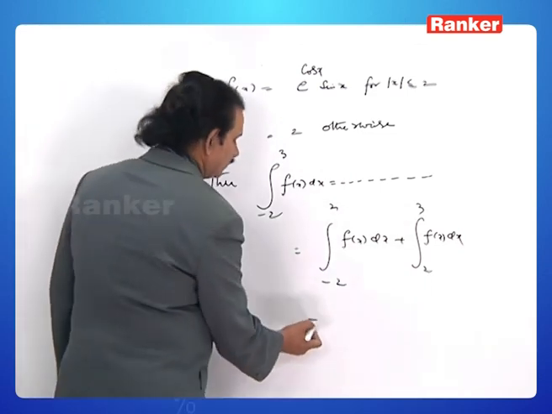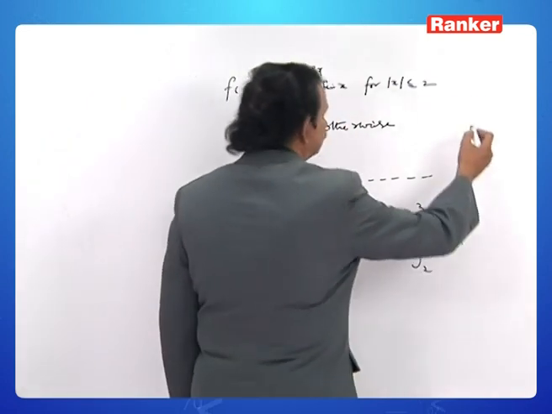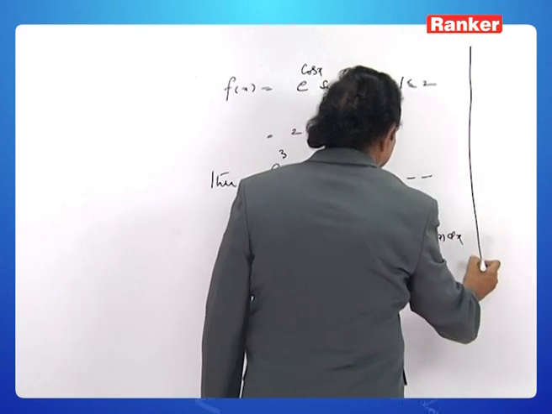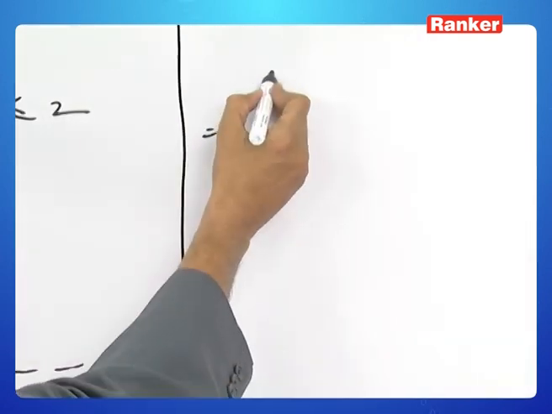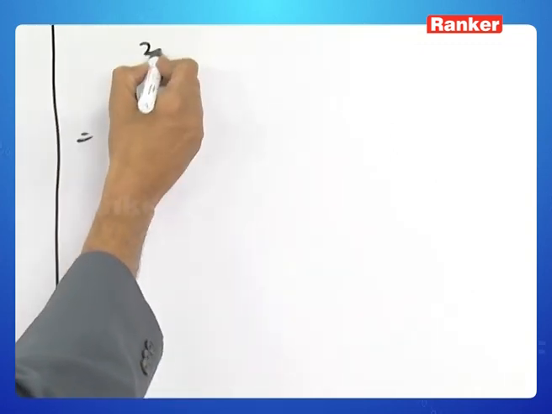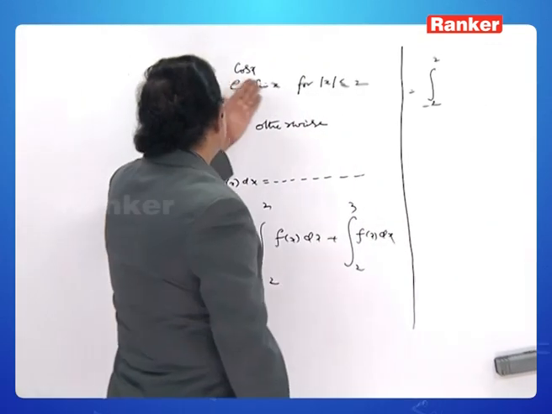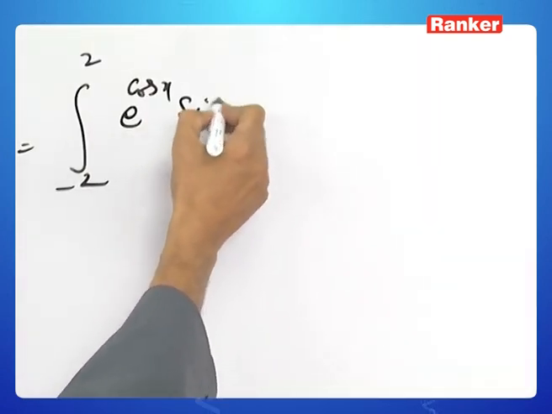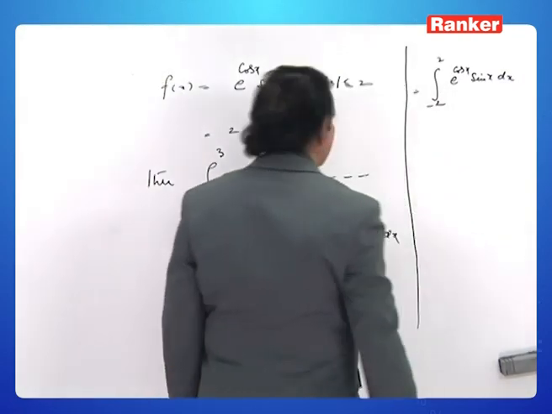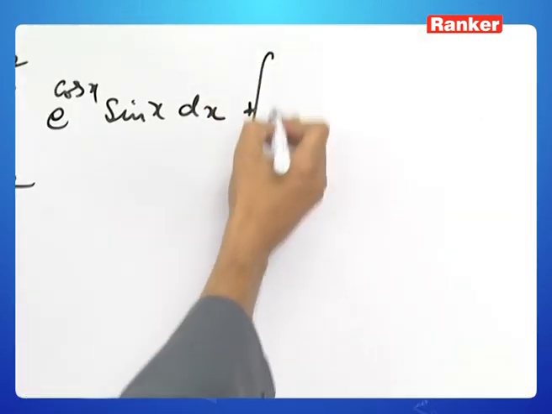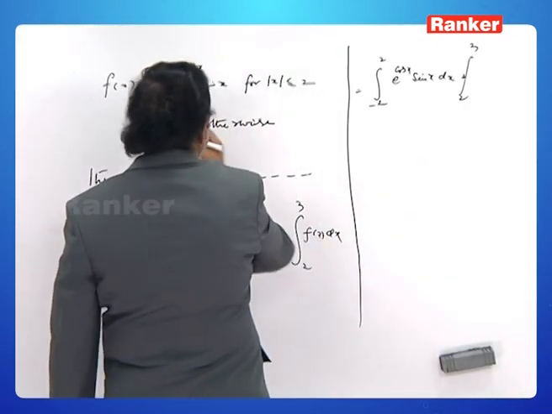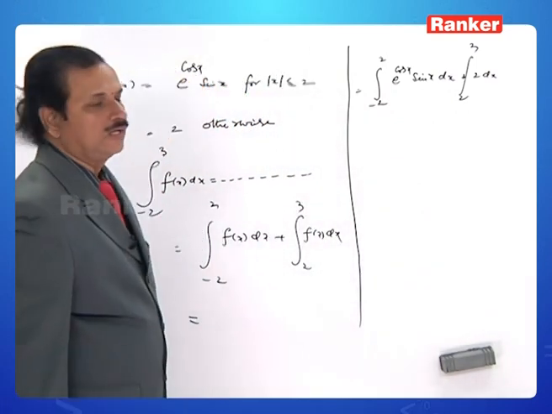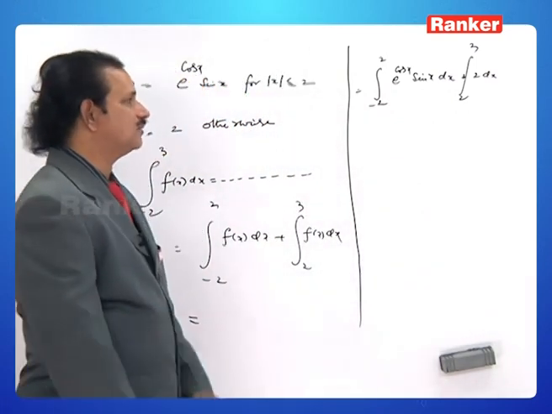This is equal to the integral from minus 2 to 2 of f of x. What is f of x? e power cos x into sin x, dx, plus the integral from 2 to 3. What is f of x in this case? It is 2. Okay, minus 2 to 2 e power cos x into sin x.